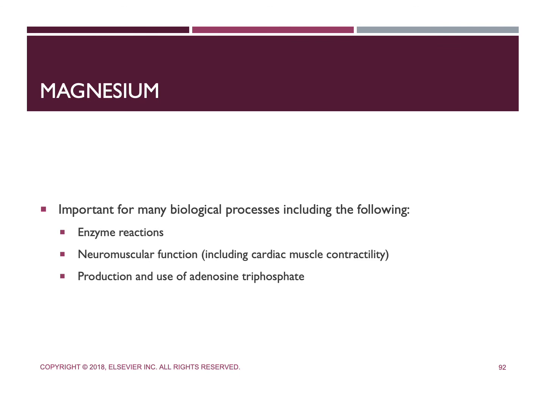So magnesium is the next electrolyte we're going to be talking about here. And what we're going to be talking about is how magnesium is important for many of our biological processes. These are going to be things like enzyme reactions, neuromuscular function, including cardiac muscle contractility as well, and the production and use of adenosine triphosphate.